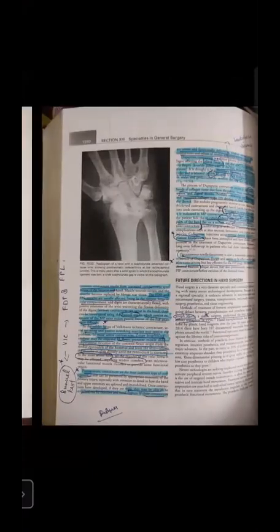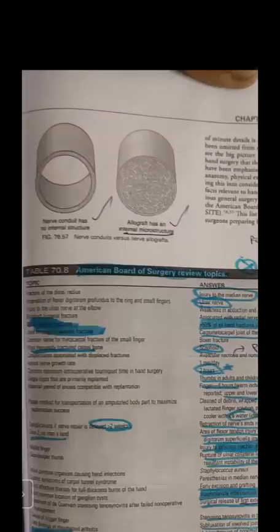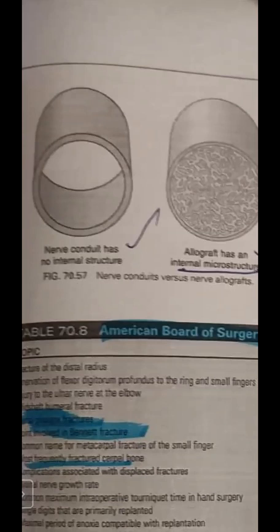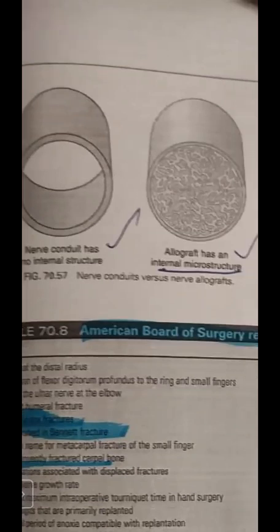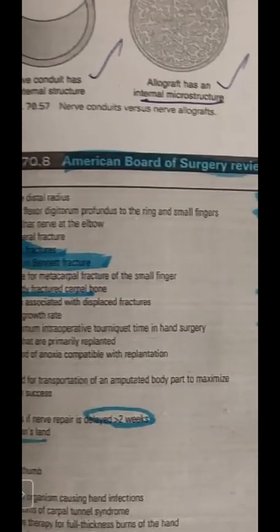In the next diagram, you can see a page. There's a diagram here of a nerve conduit with no internal structure, whereas an allograft will have an internal microstructure. That means the Schwann cells and all these things.